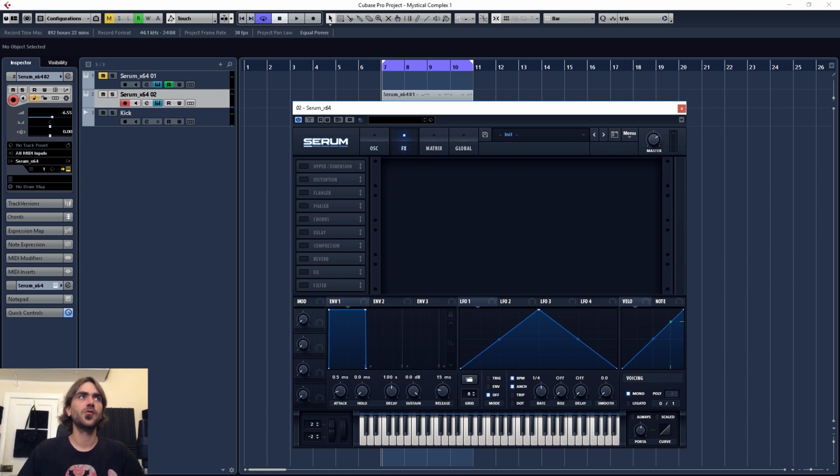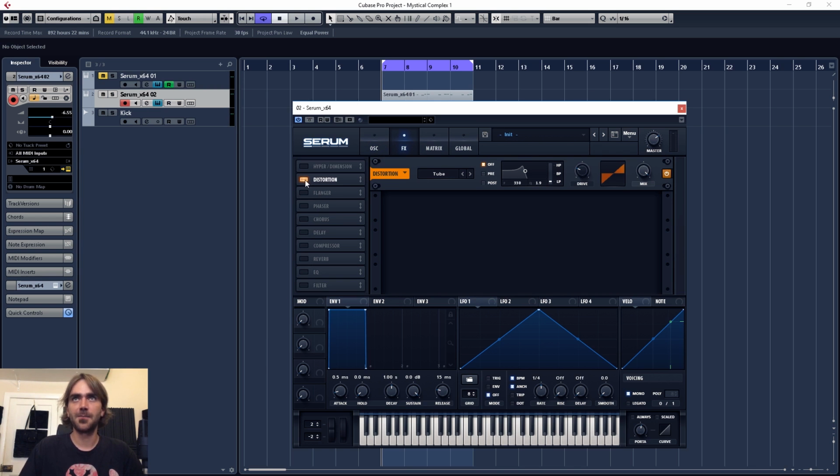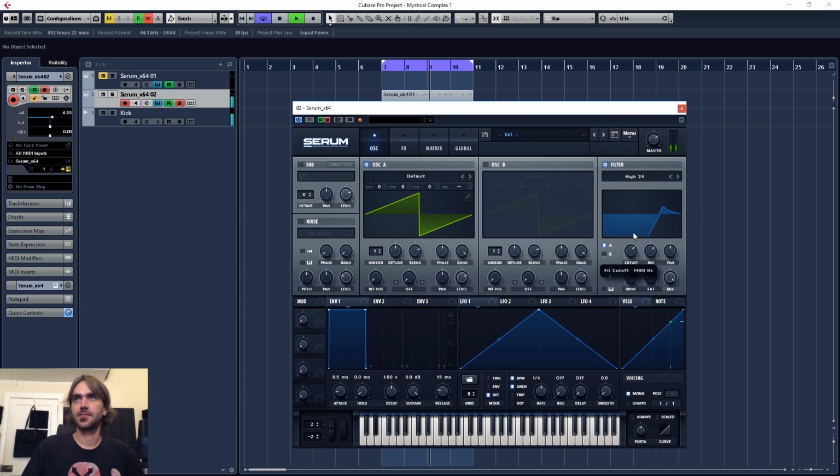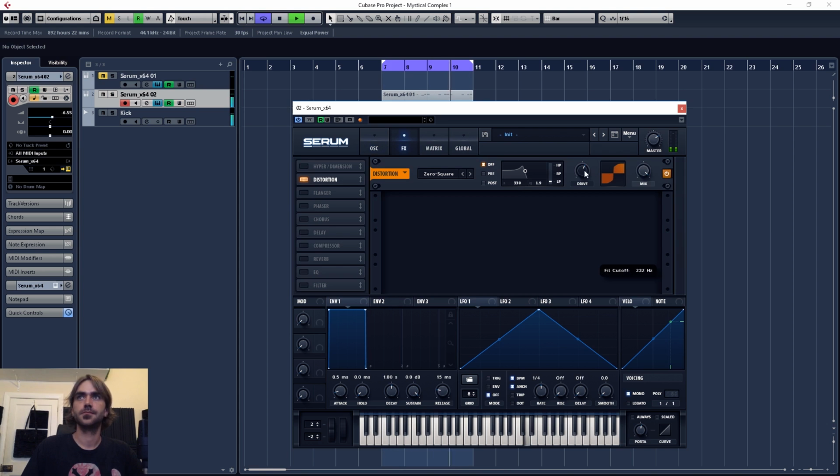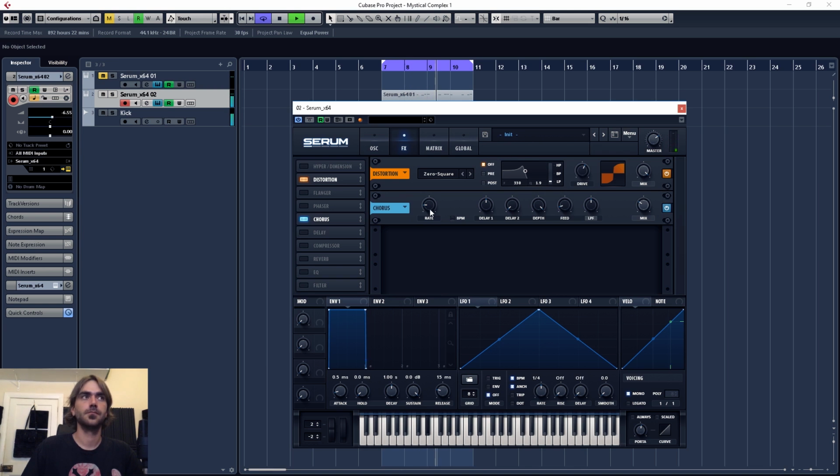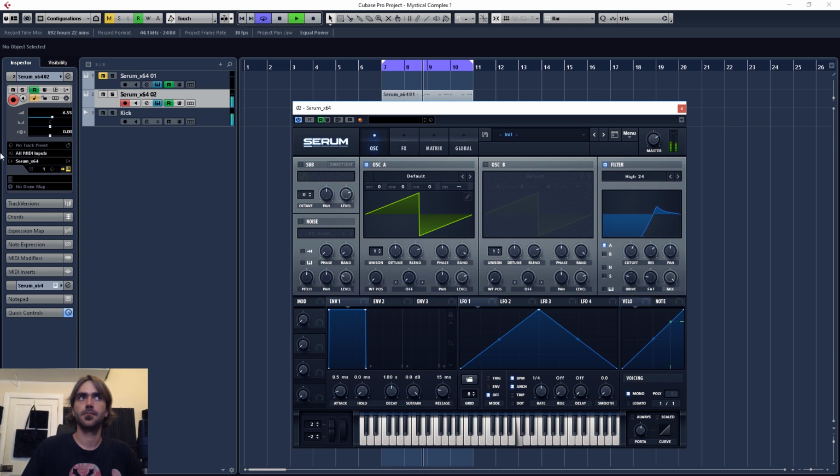I did notice that he's also using quite a bit of distortion in the sound. So I added the Serum distortion over here, and I think he was using something similar to the sound of this zero square, and I turned this up to about 65% or so. So it's starting to sound like it's getting there.